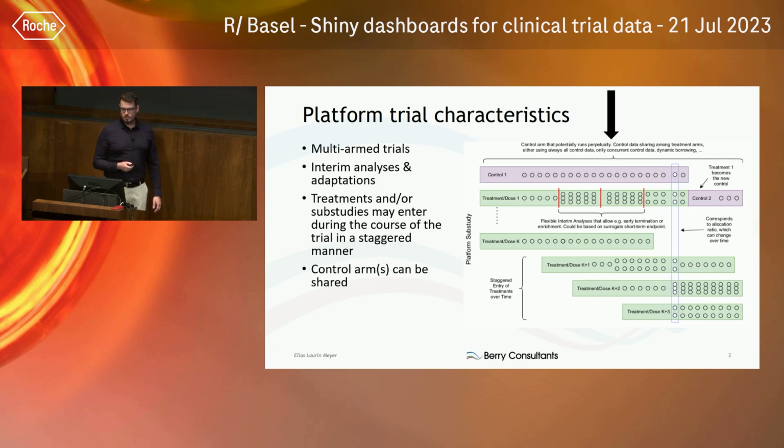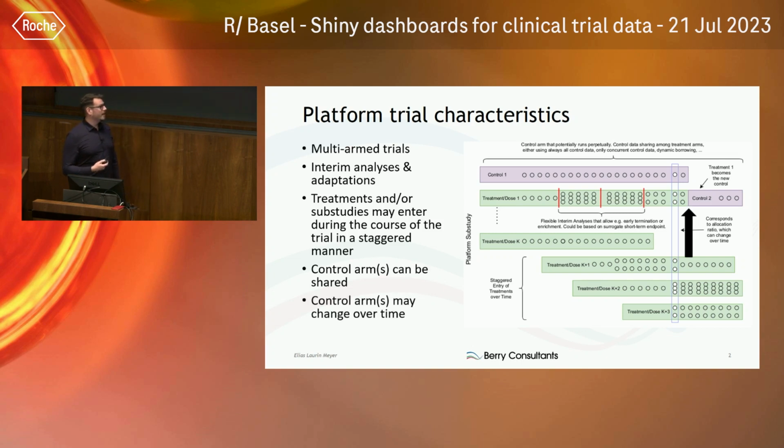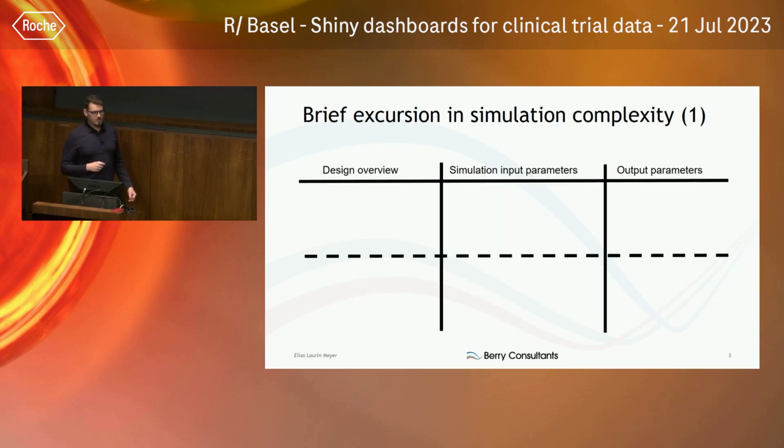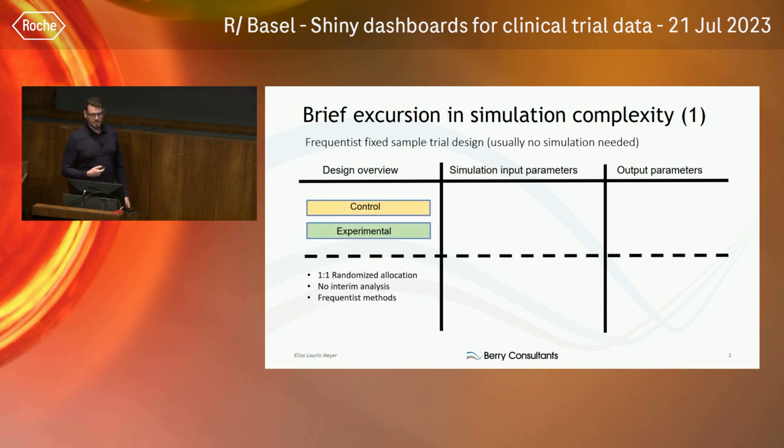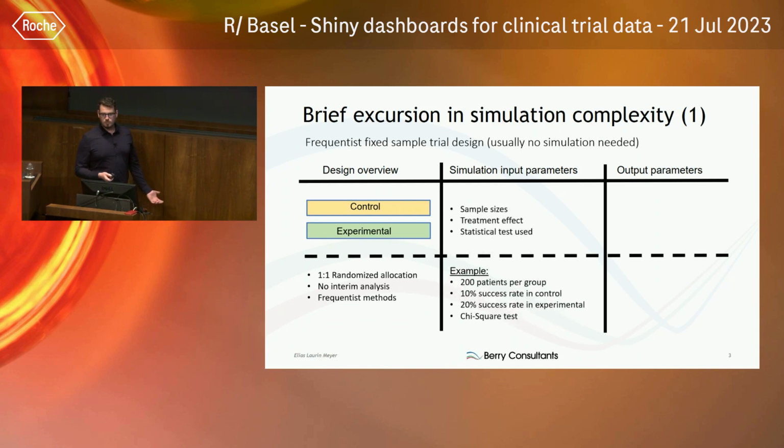And yes, as I mentioned already, the control arm is shared by several treatment arms, and it might also change over time. So there's a lot of adaptive features in platform trials, which makes simulating those trials quite complicated. So here's just a very brief overview. If you had a regular frequentist fixed sample trial design with one-to-one randomization, no interim analysis, you might not even do simulations because you can just calculate the power based on assumptions such as treatment effects and design choices such as sample sizes or the statistical test you're going to use.